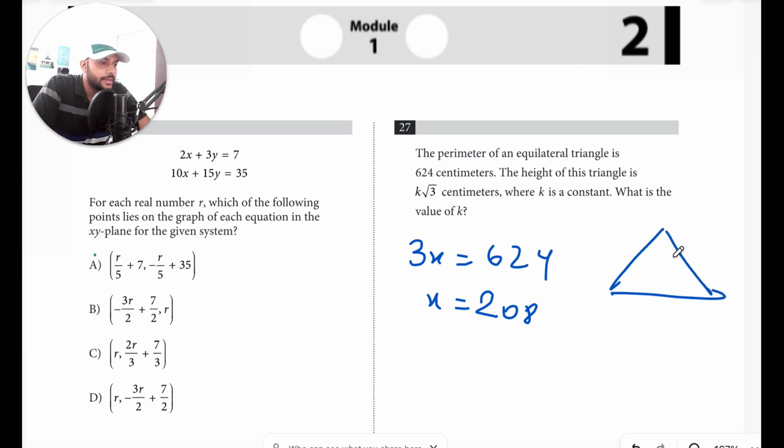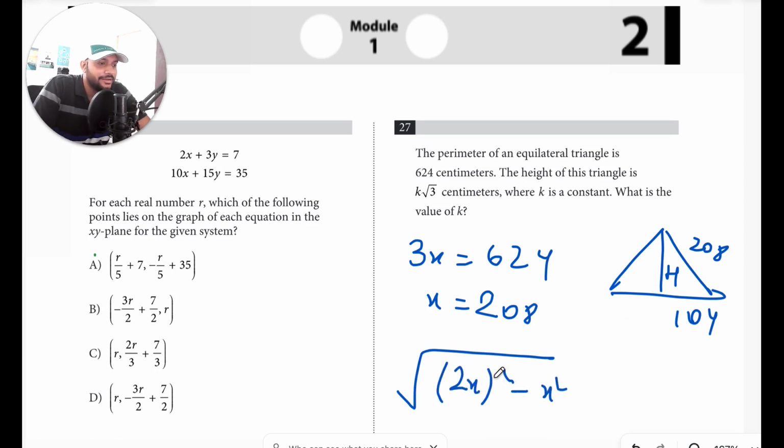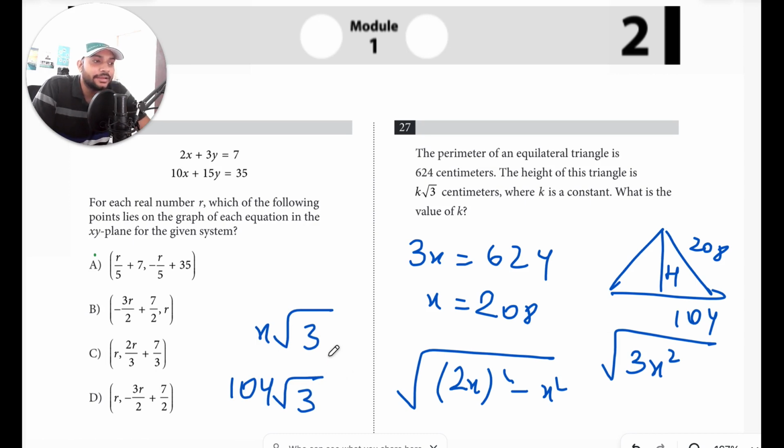So equilateral height. This is 208. This is 104. This is the height h. Let 104 be x. So 208 is 2x. Let's do Pythagoras. 2x squared minus x squared, which is square root of 3x squared, or x root 3. Simple. x is 104. 104 root 3 is the answer. Don't go on using your calculator and solving for the exact values. These are the tricks we need.